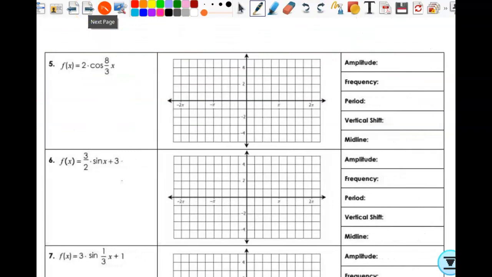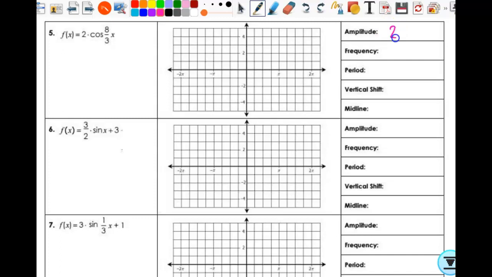Let's look at 5. What's my amplitude? 2. My frequency is 8/3. What does that make the period? So we take 2 pi, we divide it by the frequency, which is the same as multiplying it by the reciprocal, right? So what? 3 pi over 4. So this 2 is going to cancel that and get 4. So I'll get 3 pi over 4. Yeah, 3 pi over 4.